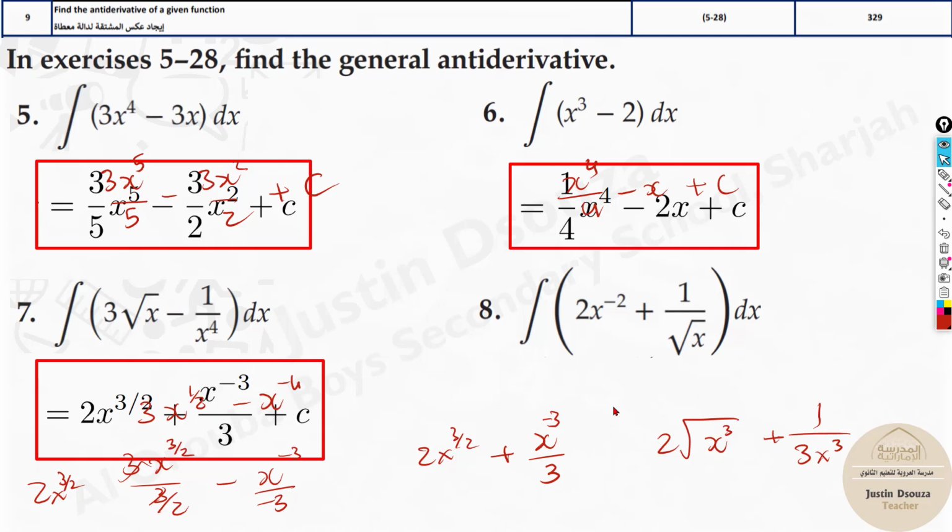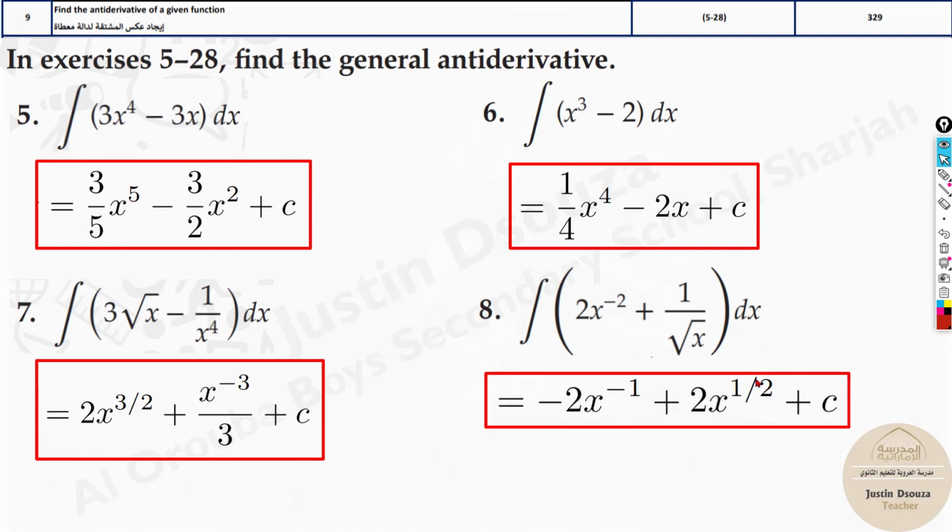The only reason I did this is this might also be your option. You never know. If this is not there and they have given you this, please do try this one out by yourselves and then check for the answers.